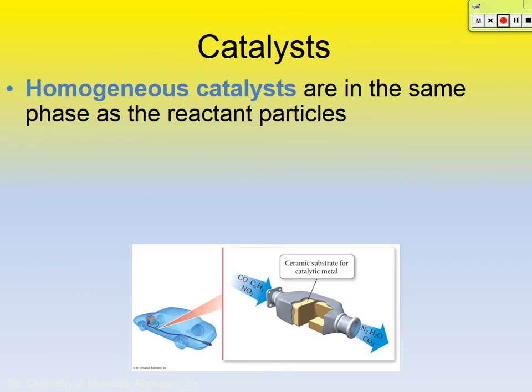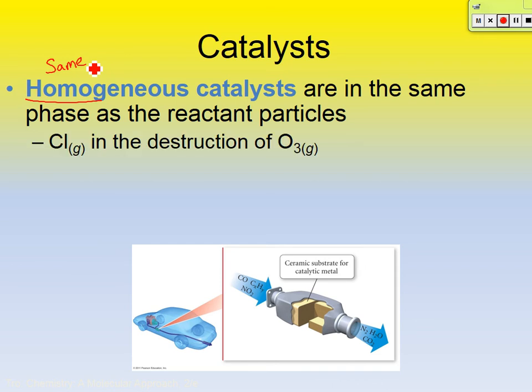All right, catalysts can come in 2 forms. They can come in what is called a homogeneous form. Homo, when you see the prefix homo, I hope that you're thinking that it means same. If you'll remember that, it will make a lot more sense. So homo means same. Homogeneous catalysts are in the same phase as the reacting particles.